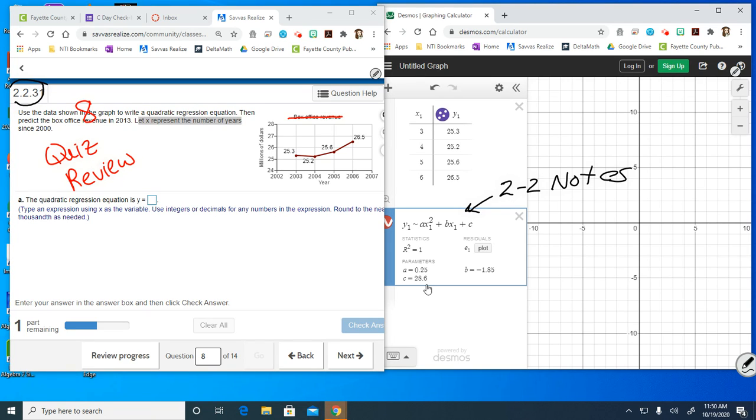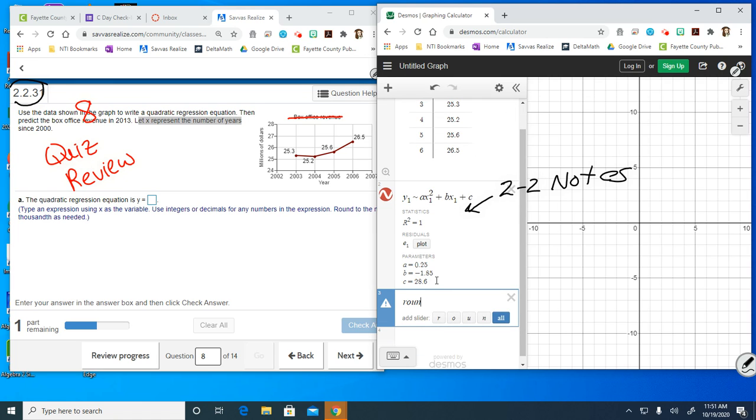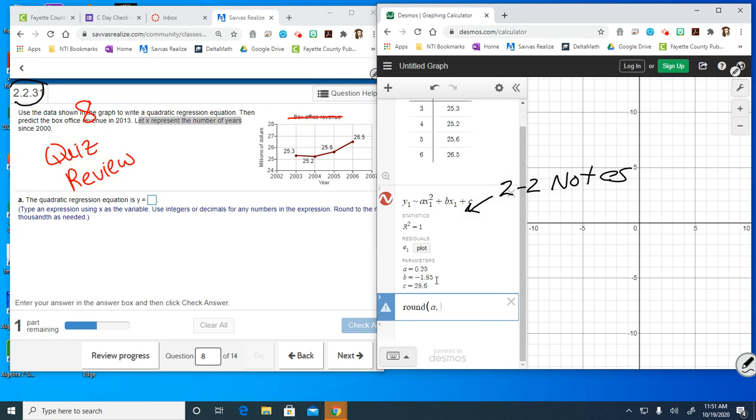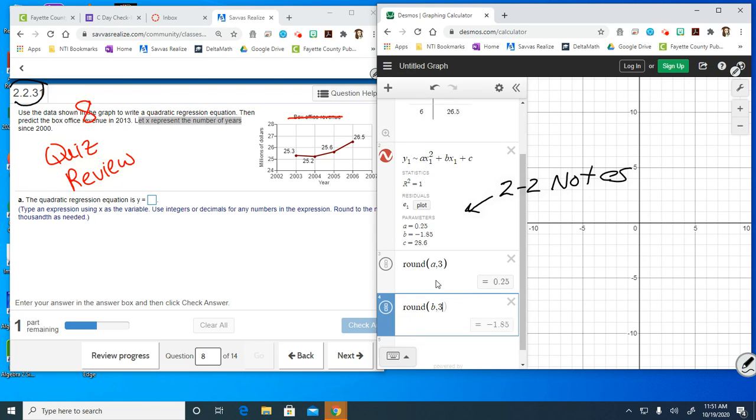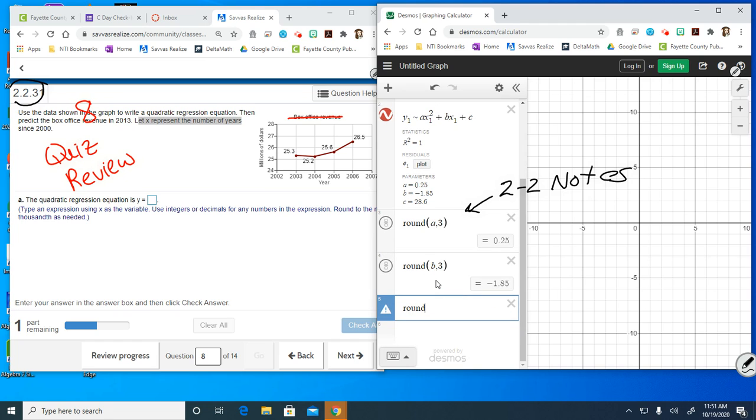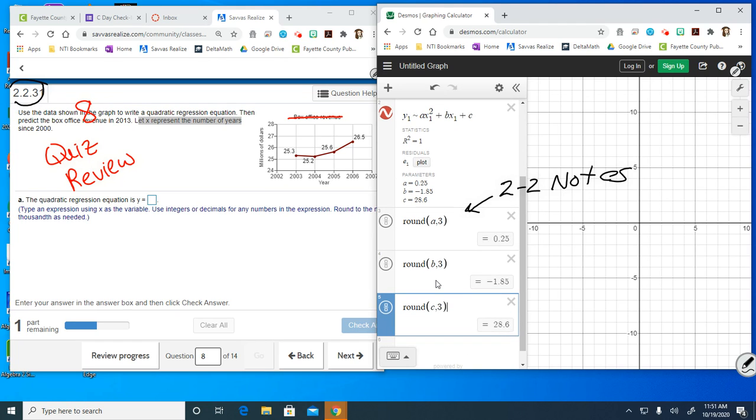Then I get the parameters, and these are my coefficients. But it says I need to round to the nearest thousandth, which is 3 decimal places. So I need a, b, and c to display more decimal places than what is shown. I'm just going to add a line for each: round a to 3 decimal places, round b to 3 decimal places, and round my c coefficient to 3 decimal places. If it just displays 2 or 1, then that's probably all of the decimal places there.